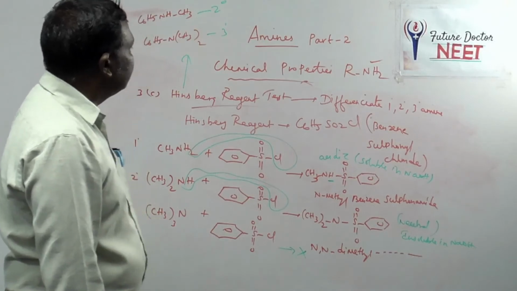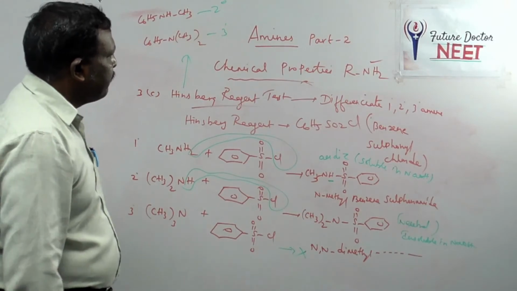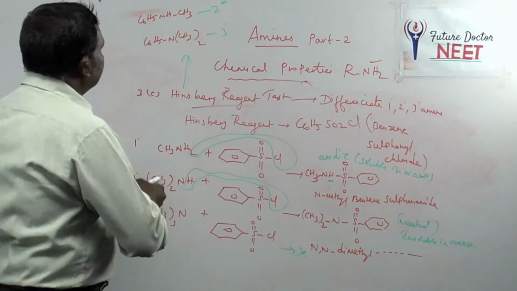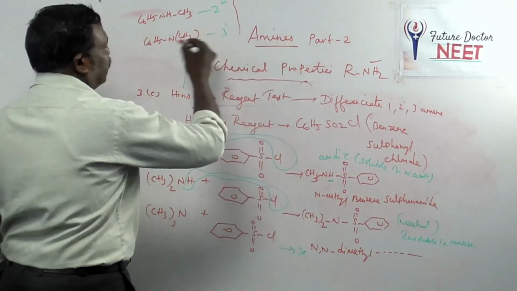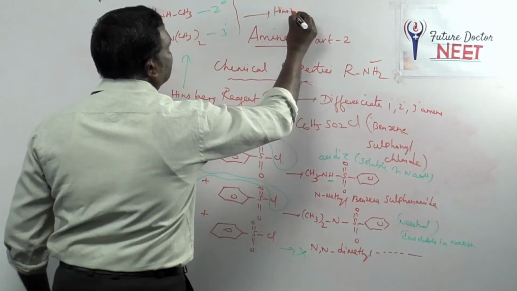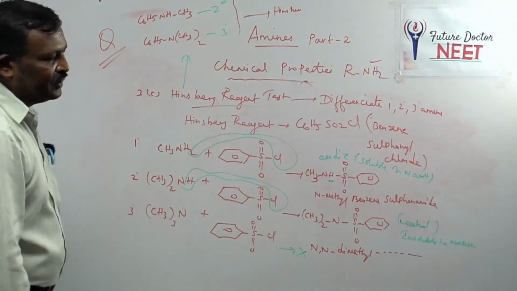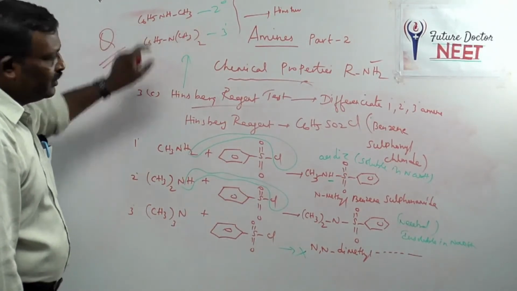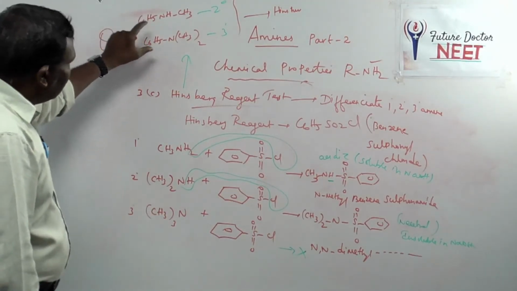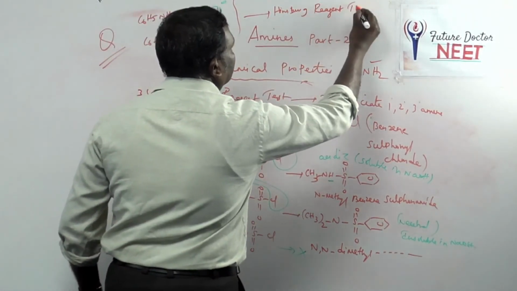Write fast. You just write like that. Here, you put one example. These two are differentiated by Hinsberg reagent. So you write it like the question. This is very important. In the last minute you can go through this only. How they will ask the question: these two compounds are differentiated by Hinsberg reagent test. That's all.